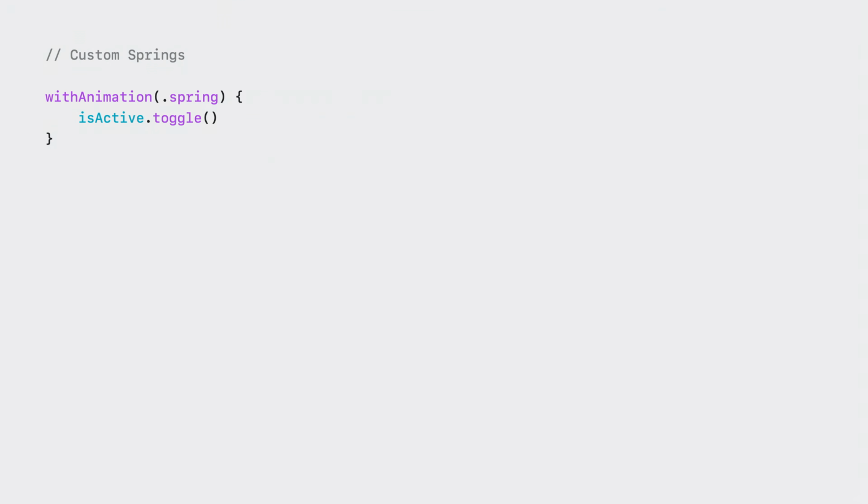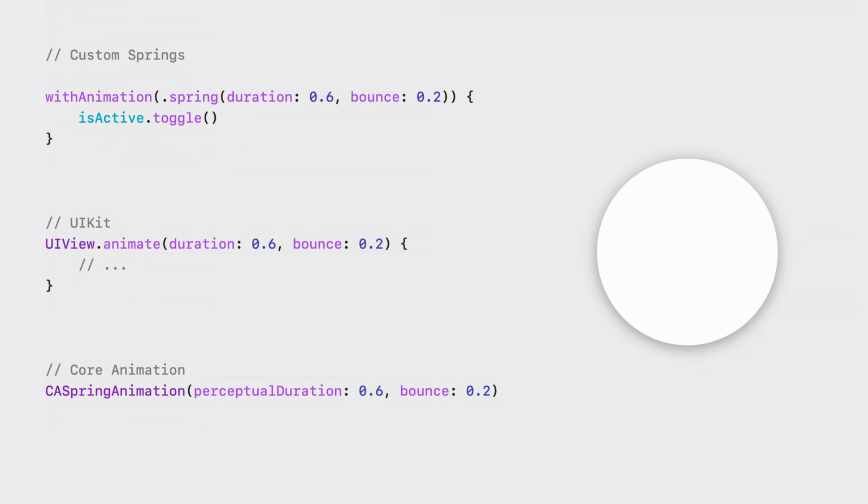But if you want to go further, you can also make a completely custom spring with the .spring animation. This lets you fully specify the duration and the bounce of the spring. And these bounce values have a range from -1.0 to 1.0. You can also use these same parameters to create spring animations in UIKit and Core Animation.